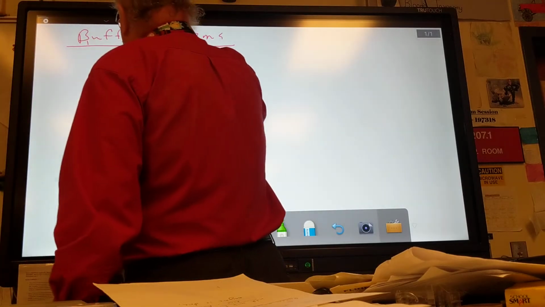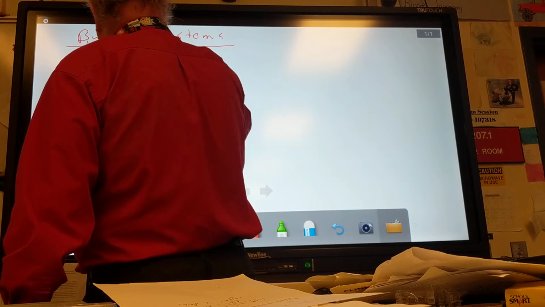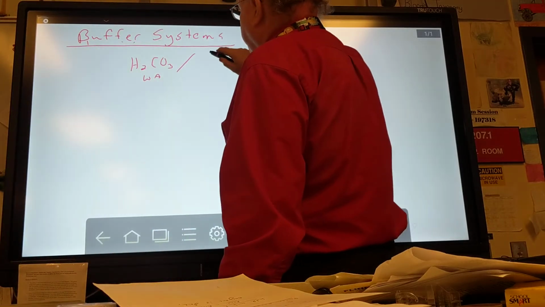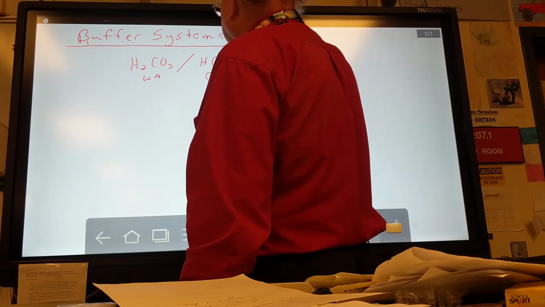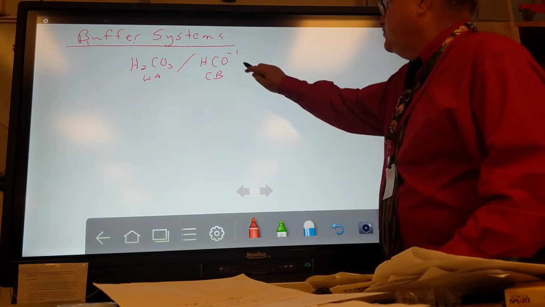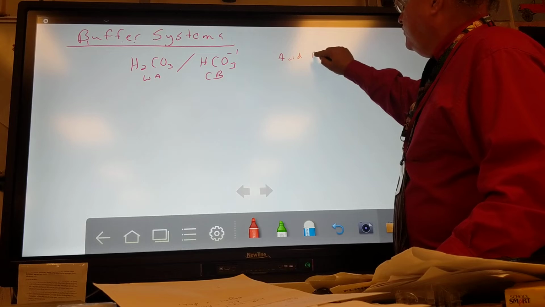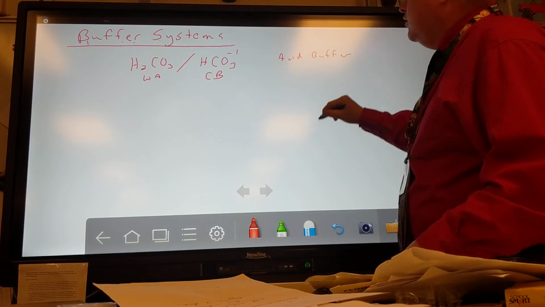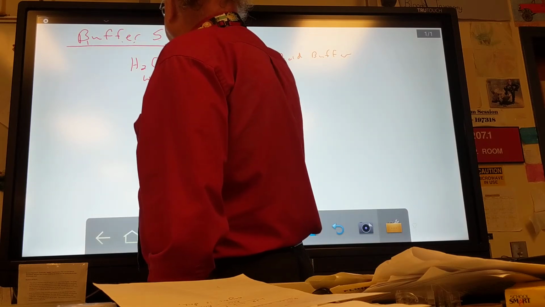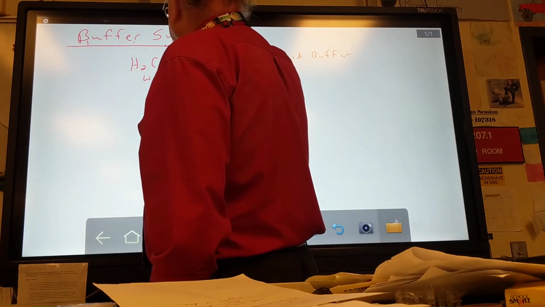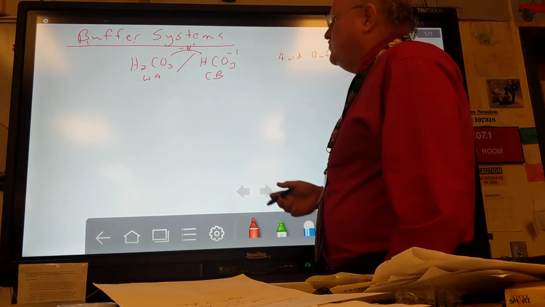Okay. If you had H2CO3, which is a weak acid, to create a buffer, you would add the conjugate base of the carbonic acid, so hydrogen carbonate, and that would be an acid buffer. Okay, we just said the conjugate is always going to be removing an H. The conjugate of a weak acid is, after it's acted as an acid, it's donated its hydrogen.